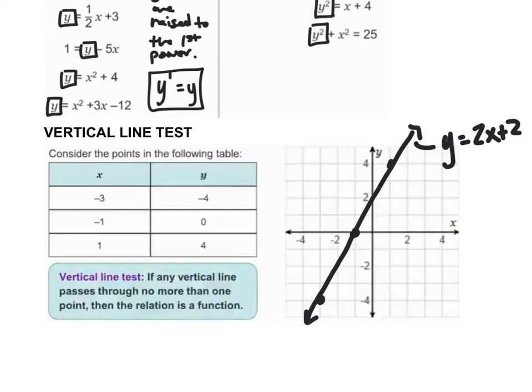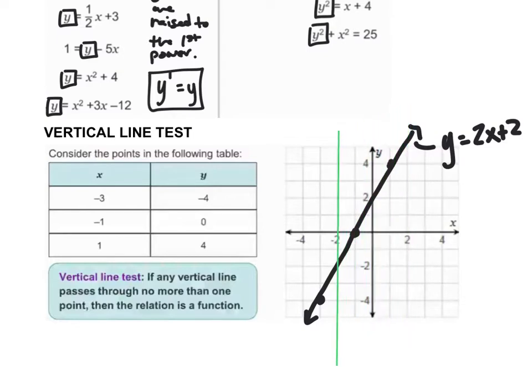But what I notice, first of all, is that y is just raised to the first power, equal to something else. That's an indication that I have a function. The other thing is this thing called the vertical line test. What that says is that if any vertical line passes through no more than one point, then the relation is a function. So let me pop up a vertical line here so that I can move it around. Here's this vertical line. Now I'm going to move this line across the graph.